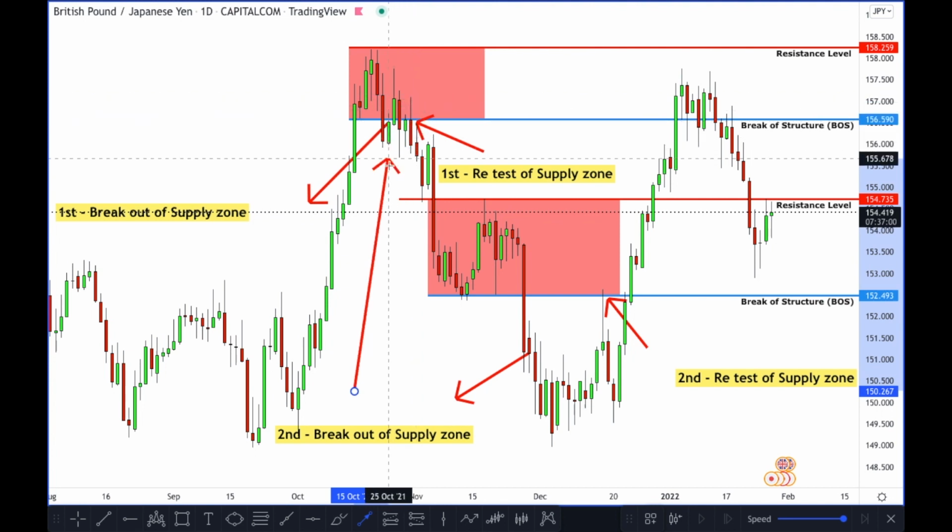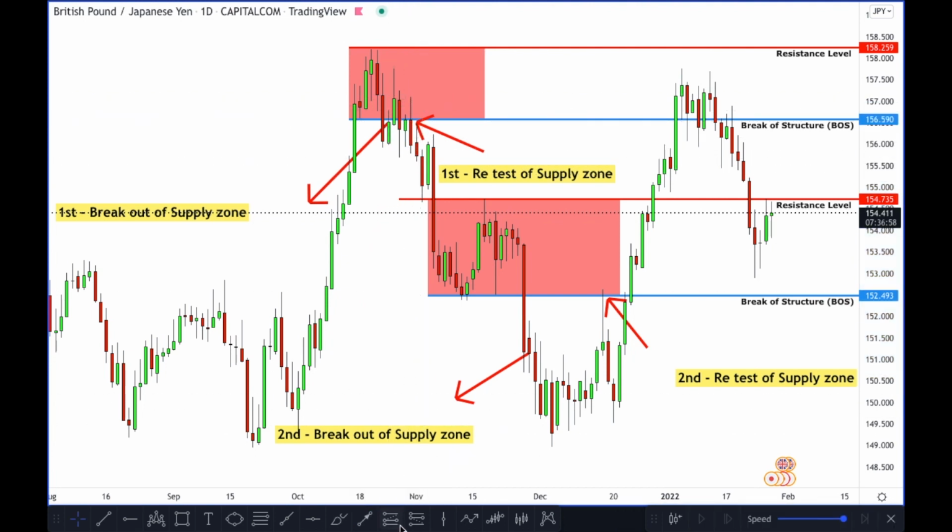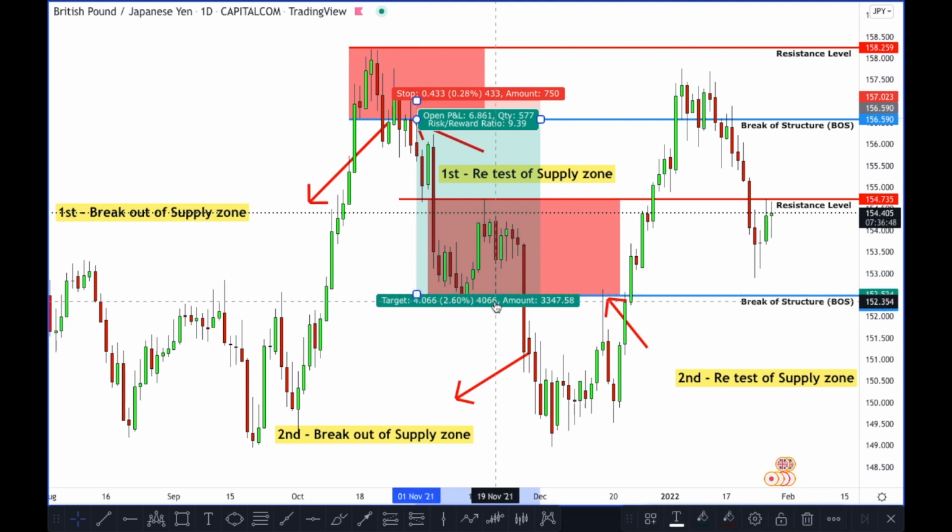And you can see now that if we were to do that, even just down to this level here, this trade was a 9.3 risk to reward ratio trade, which is amazing in terms of you finding a trade setup and what a trade can actually do for you.